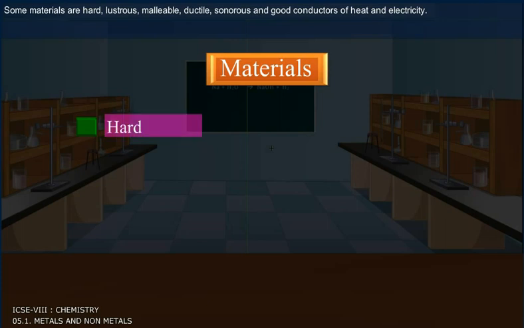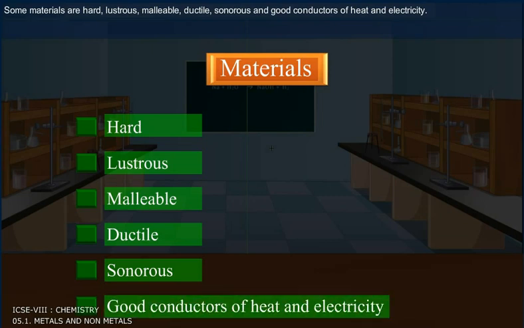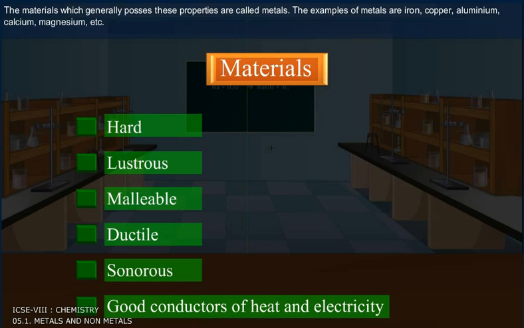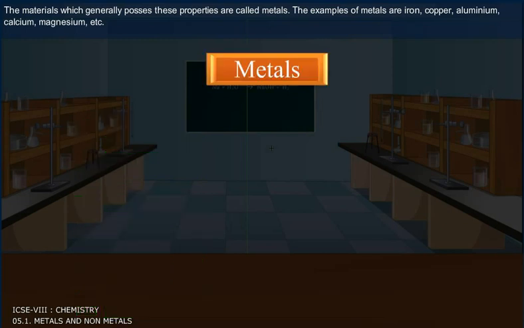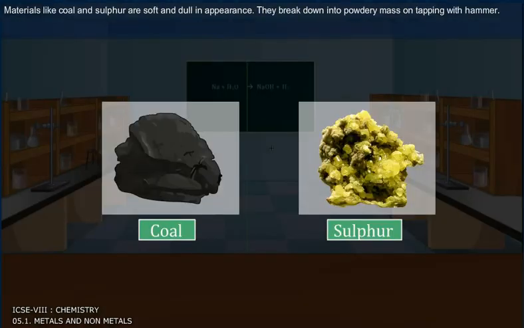Some materials are hard, lustrous, malleable, ductile, sonorous, and good conductors of heat and electricity. The materials which generally possess these properties are called metals. The examples of metals are iron, copper, aluminium, calcium, magnesium, etc.